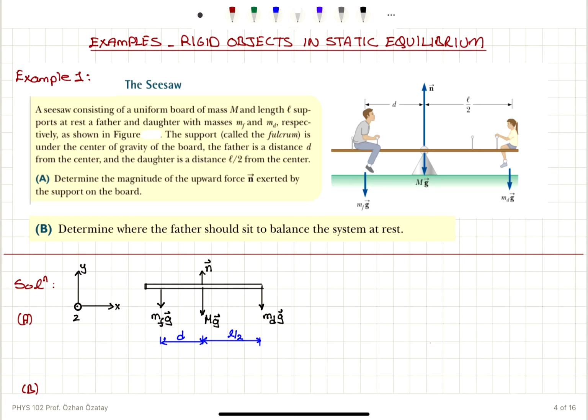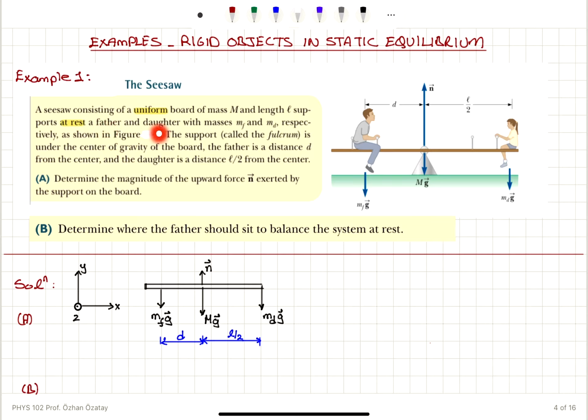Now we will solve some examples for static equilibrium. The first example is about the seesaw. A seesaw consisting of a uniform board. So we have a uniform board of mass capital M and length L, supported at rest. So we have static equilibrium.